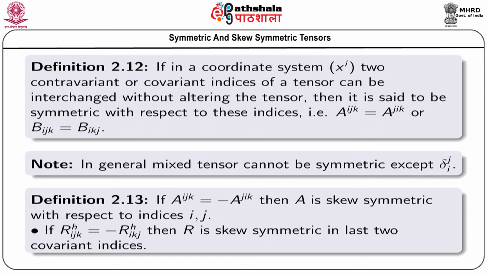Here is an example: the curvature tensor R, which will come up later on, that Rhijk is equal to minus Rhikj, then R is skew symmetric in last two covariant indices. That means when it is Rhijk and jk is converted into kj, then a negative sign is coming out. So R is skew symmetric in last two covariant indices.